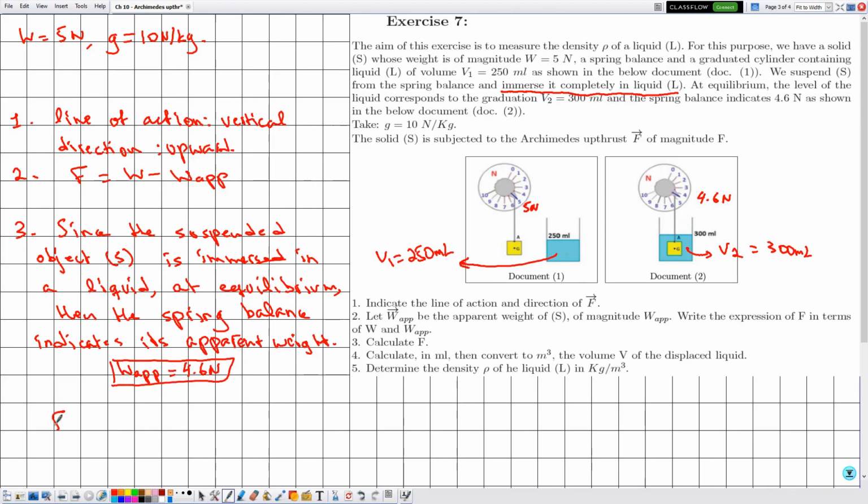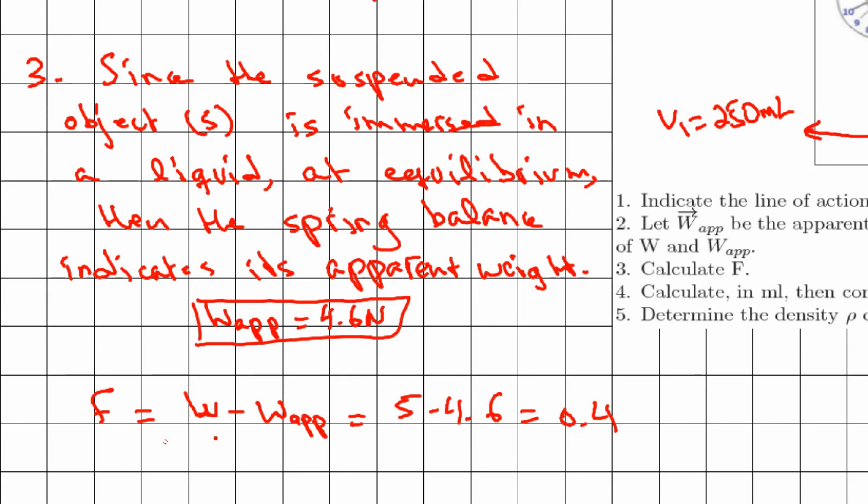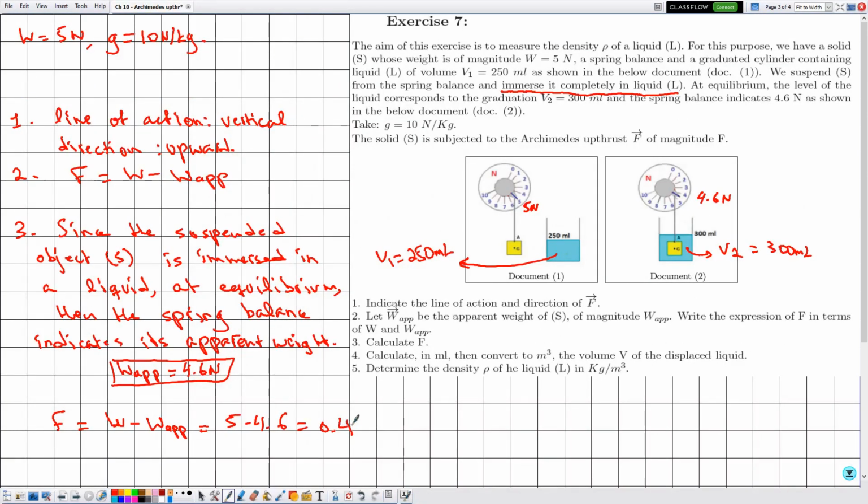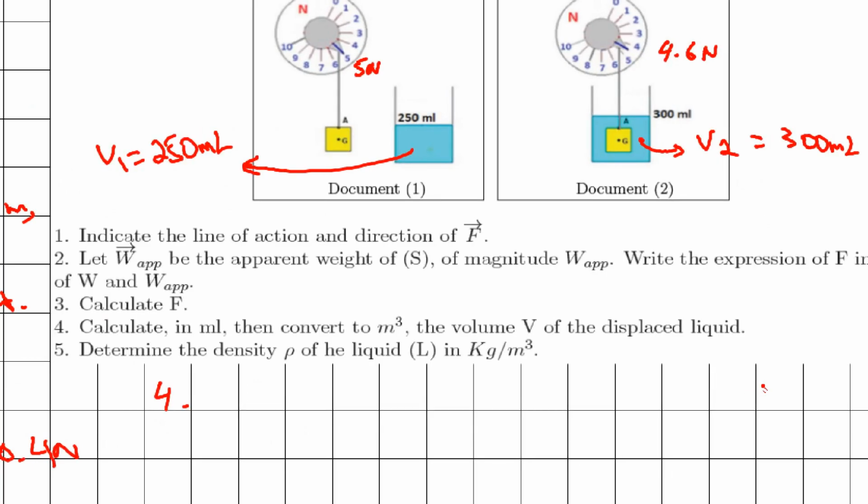Then the value of F can be determined using W minus W apparent, which is 5 minus 4.6, which is 0.4. Since both are expressed in newtons, the value of F is in newtons. Then F is equal to 0.4 newtons. We are done with part 3. Now number 4, so here let me write that the value of F upthrust is 0.4 newtons. Now in number 4, calculate in milliliter, then convert it to meter cube the volume V of the displaced liquid.